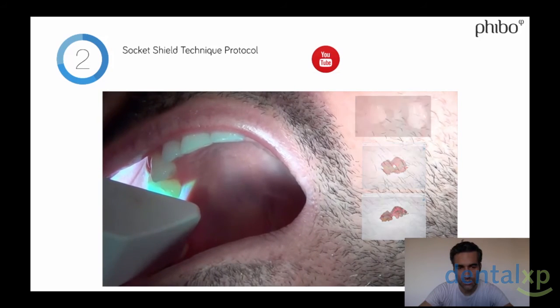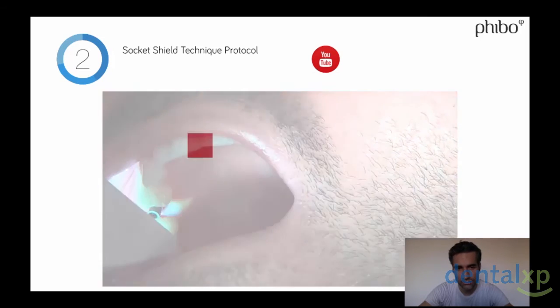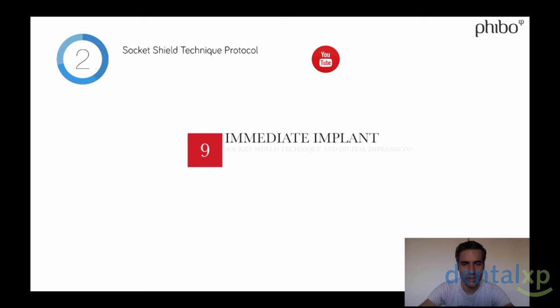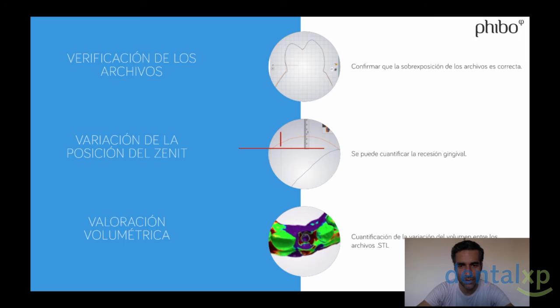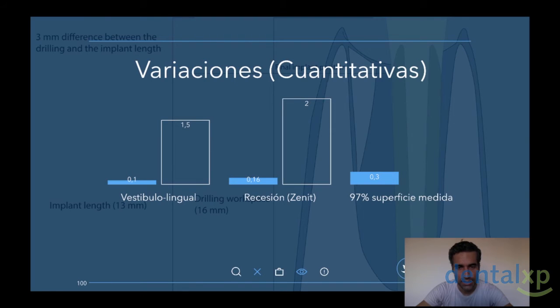This was the Trios 2 scan at the time. Right now we are using the Trios 3, and we are doing the research where we do a pink aesthetic score and white aesthetic score assessment of all of the cases, and also we merge the STL files to see the volumetric change over time of all the cases. And what we are seeing is that the recession of the zenith is on average 0.1 millimeters.